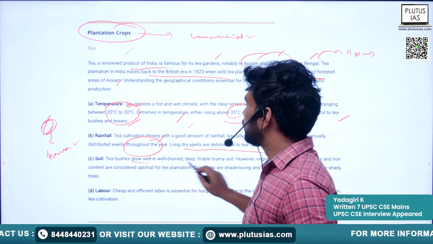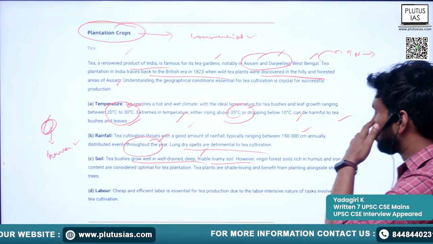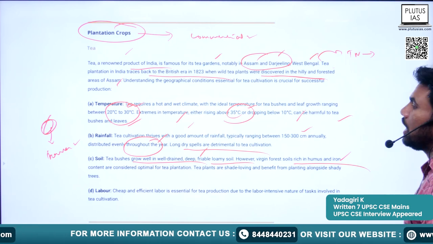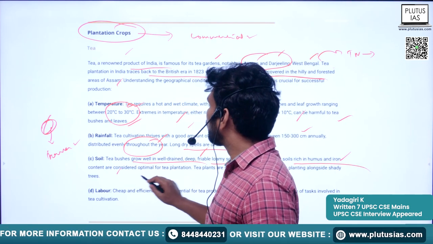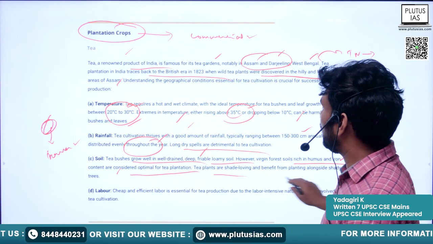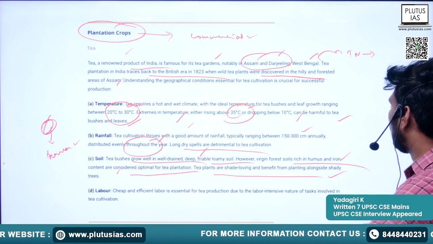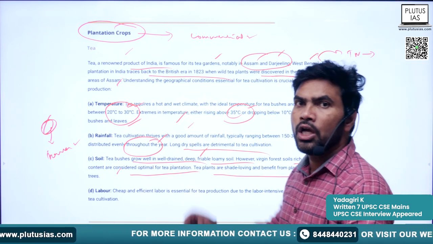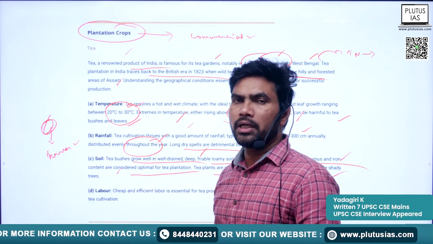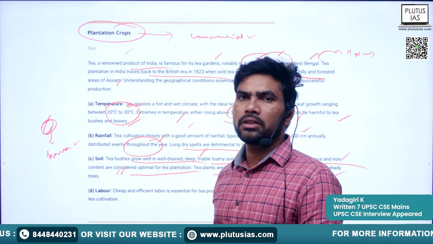Soil: tea bushes grow well in well-drained, deep, friable loamy soils. However, virgin forest soils rich in humus and iron content are also considered optimal for tea plantation. Tea plants are shade loving and benefit from planting alongside shady trees. So big trees will be there, and under the shade of those big trees, tea plantations will be grown.